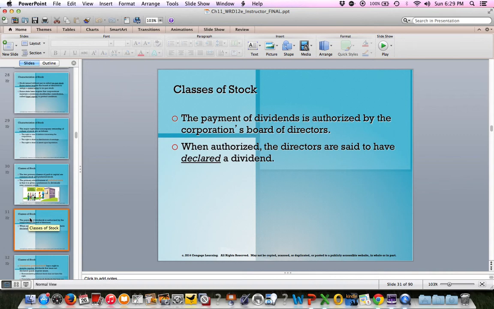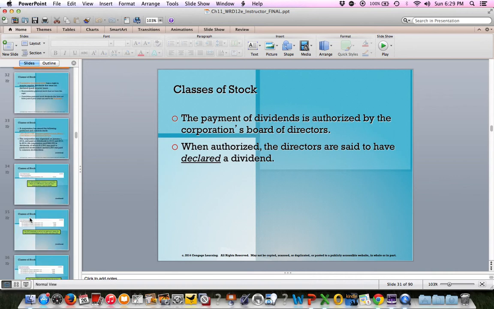The payment of dividends: before a corporation can pay dividends, the board of directors must authorize that. When they authorize the payment, the company is said to have declared a dividend.